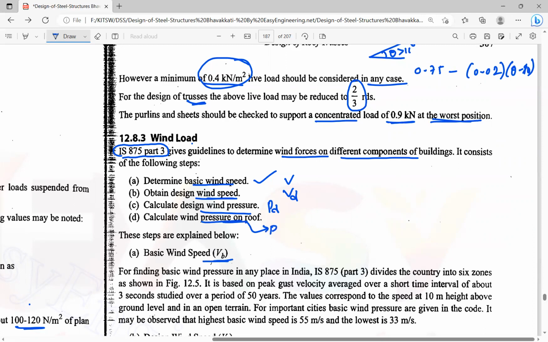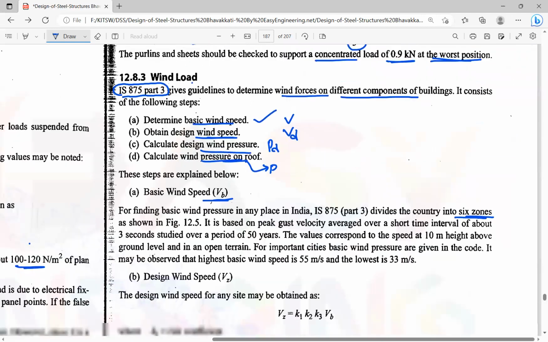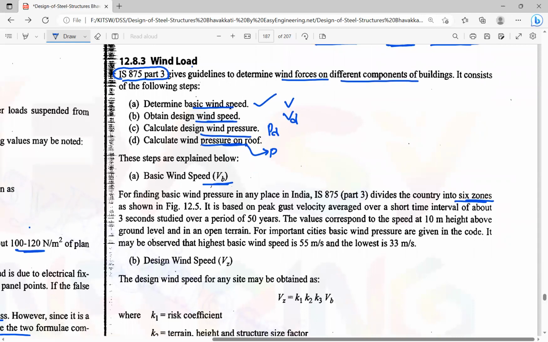So, basic wind speed. For finding the basic wind pressure in any place, IS 875 part 3 divides the country into 6 zones. For calculation of wind pressure, we have categorized the entire country into 6 zones. The value corresponds to a speed at 10 meters height. This is very important. Wind speed is measured at a height of 10 meters above ground level, in open terrain.